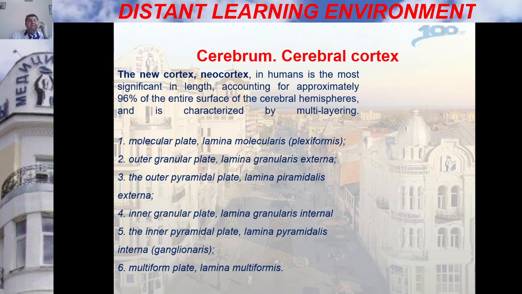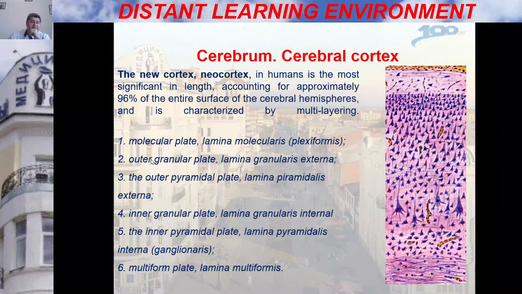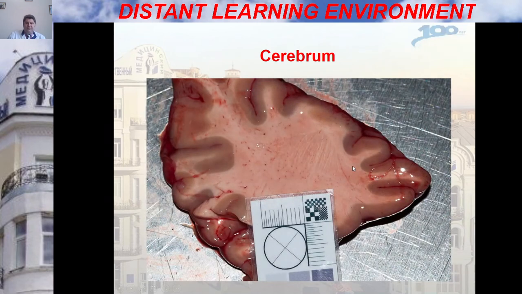So neocortex in humans is the most significant in volume, accounting for approximately 96% of the entire surface of the cerebral hemispheres and is characterized by multi-layering. You may see 6 layers of neopallium or neocortex, and also you may see these layers on this histological section. Also you may see the gyri and sulci of cerebrum.